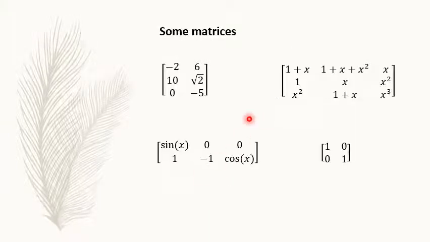These are some examples of matrices. So the entries can be negative numbers. The entries can be a root of a number, and they can be polynomials, or they can be sin x, cos x, or any other values. So these are some matrices.